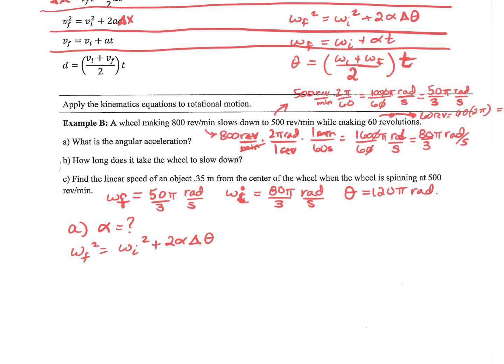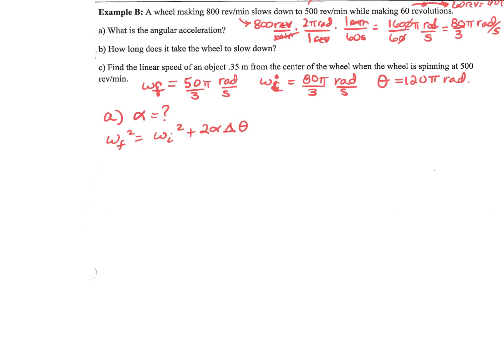So let's plug in. (50π/3)² equals (80π/3)² plus 2 alpha times 120π. This is where you can start actually turning this into decimal numbers if you want and make it an equation.